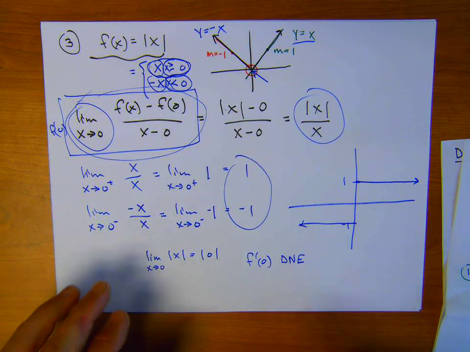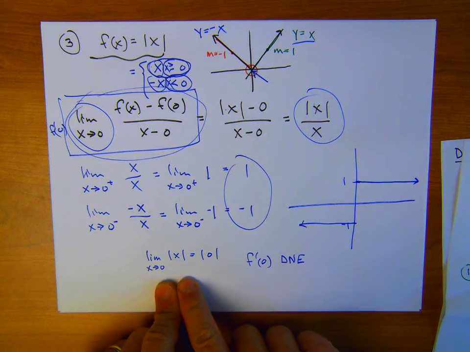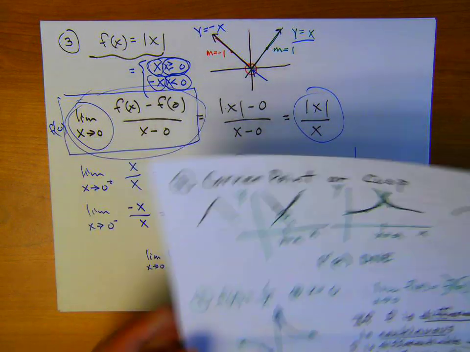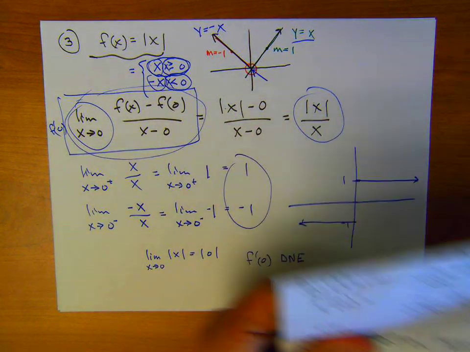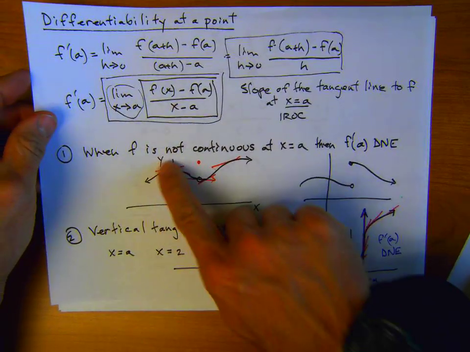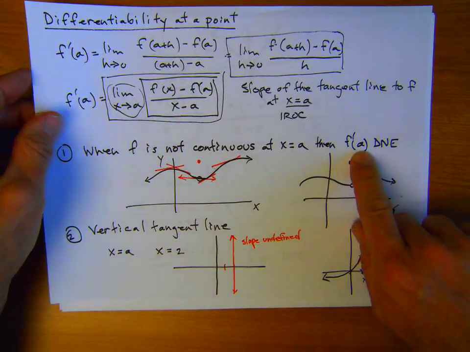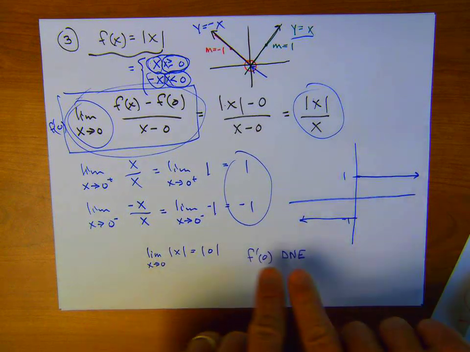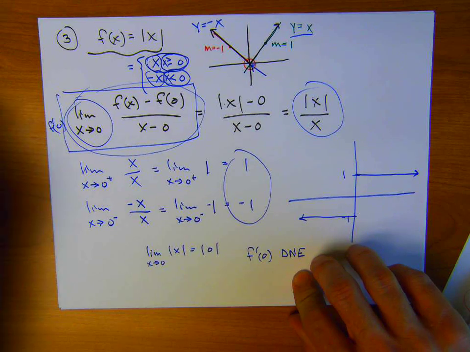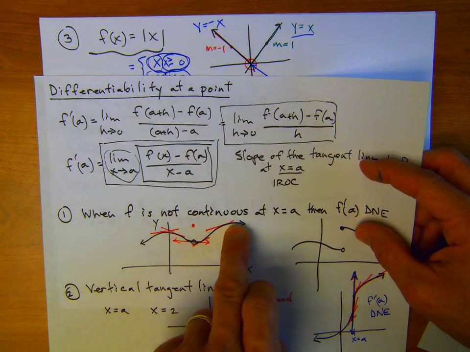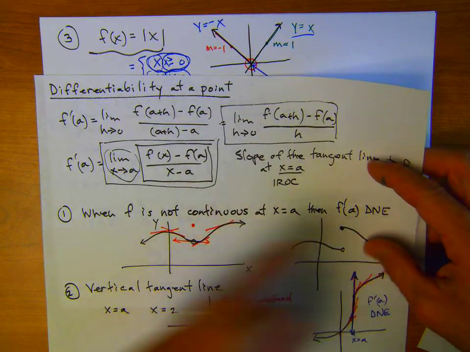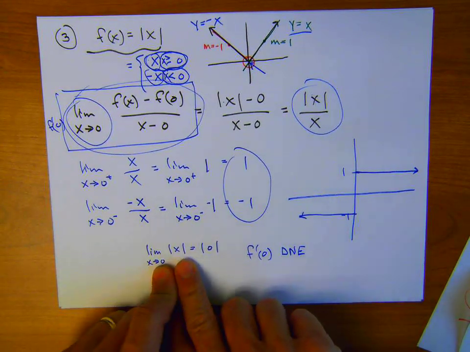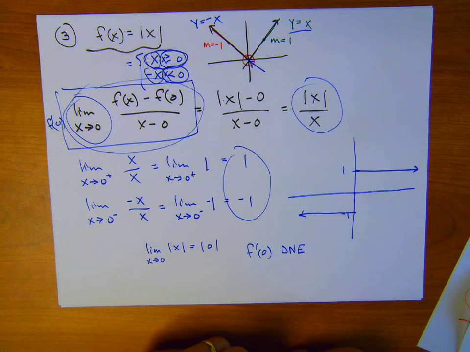All right. So while a function has to be continuous in order to be differentiable, that's what we were saying with our very first point here: if f is not continuous, then it's not differentiable. This is an example of a function that is continuous, but it's not differentiable. So we say continuity is a necessary condition. It has to be continuous to be differentiable, but it's not what we call a sufficient condition. Being continuous is not enough to ensure that it is differentiable.